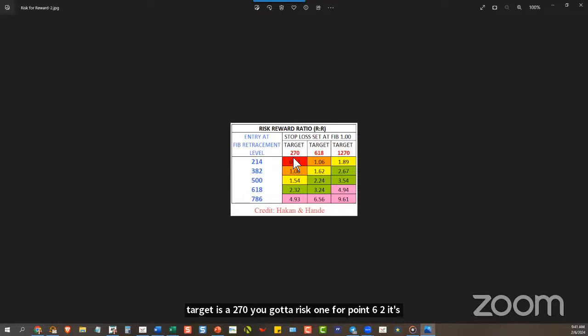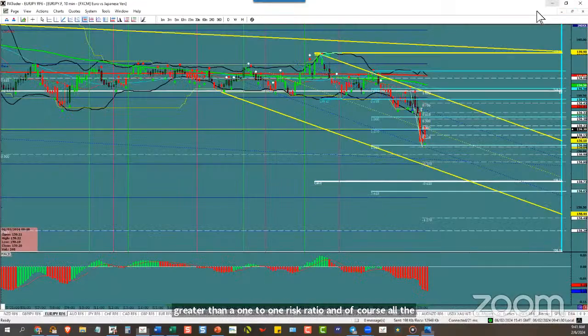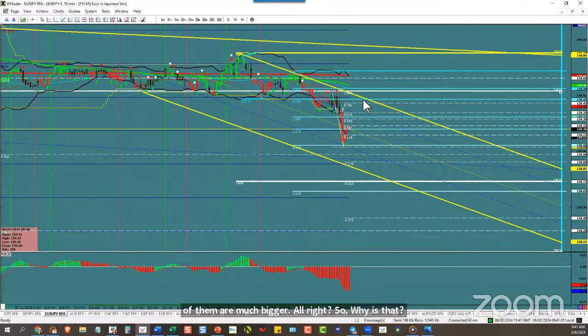You can't trade it. All right. At the 382, it's 1 for 1.06, greater than a 1-to-1 risk to reward ratio. And of course, all the rest of them are much bigger. All right. So why is that? That's because my stop is going to have to go above the 786.